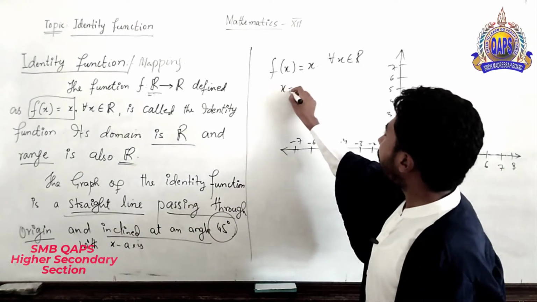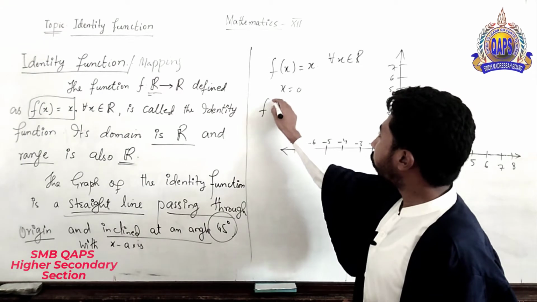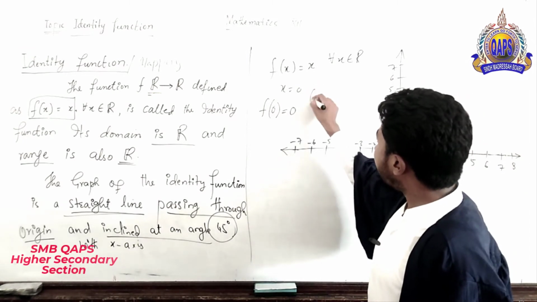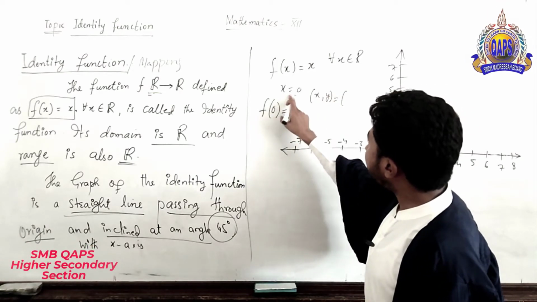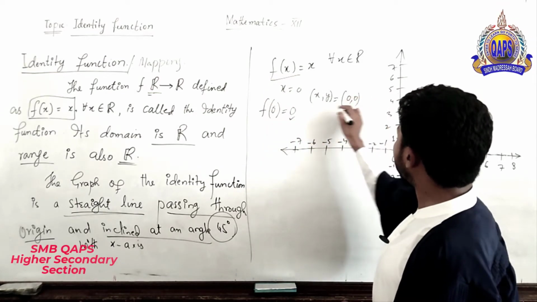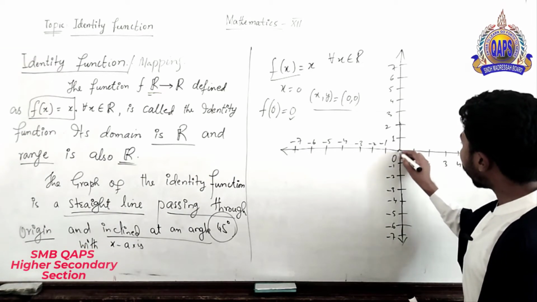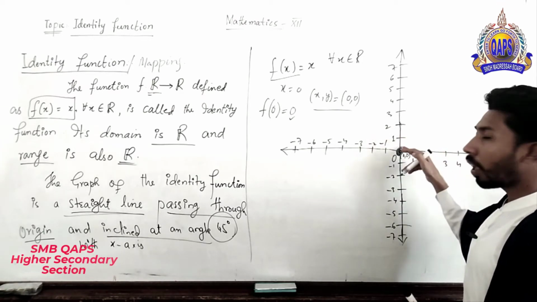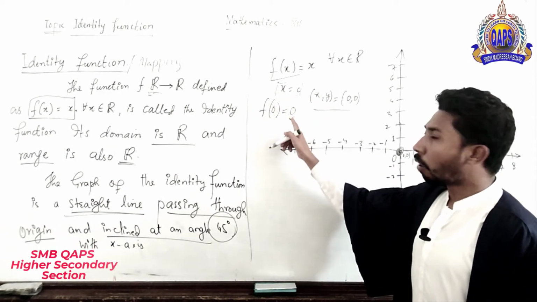First of all we put x equals 0 in this function in place of x. So what will be the outcome? If we put the value of x equal to 0, then the result will be 0. Here the first value is x and the second value is y, and the function gives the result 0. So the outcome is the point 0 comma 0, because this is the origin, the origin of the y-axis and the origin of the x-axis. So if we put x equal to 0, then the outcome will be 0.